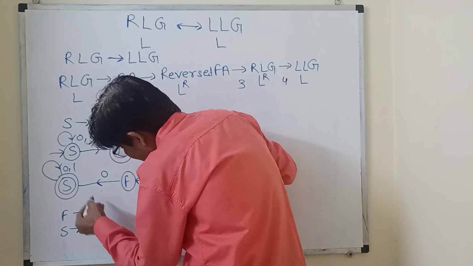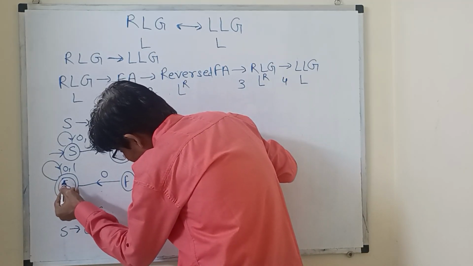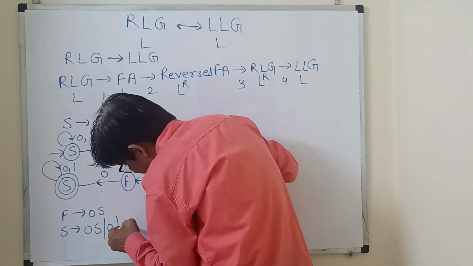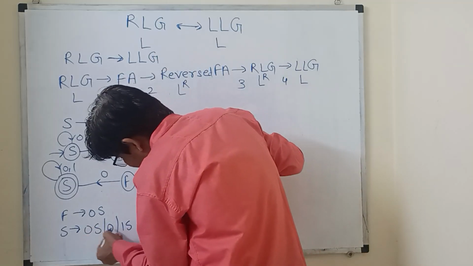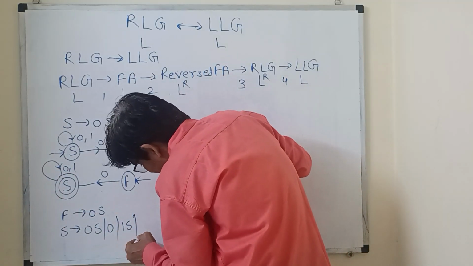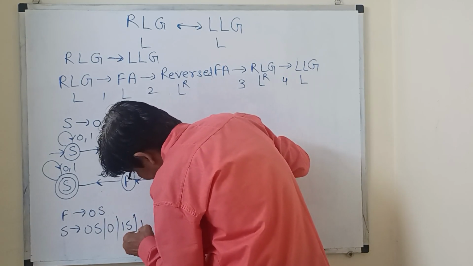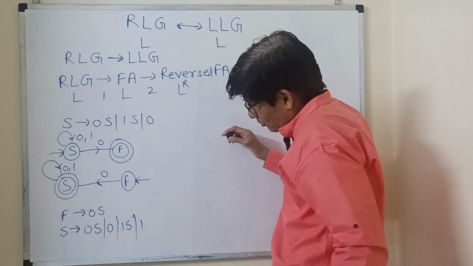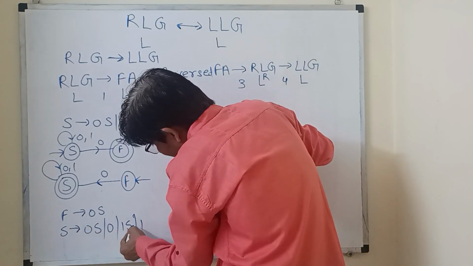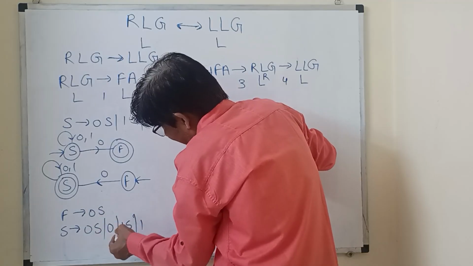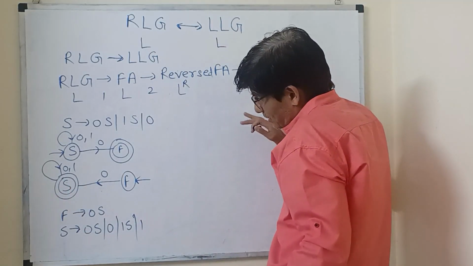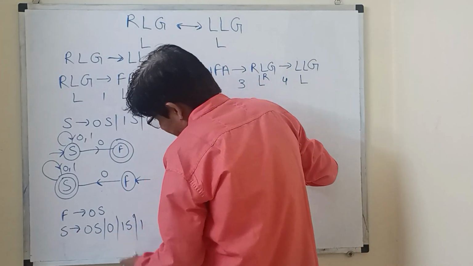S gives 0, and on S, if we apply 1, we stay on S itself, so I can write S gives 1S. But S is also the final state, so I have to add one more production there: S gives 1. Now this is the equivalent grammar which generates the same language accepted by this finite automata. So now this is RLG.